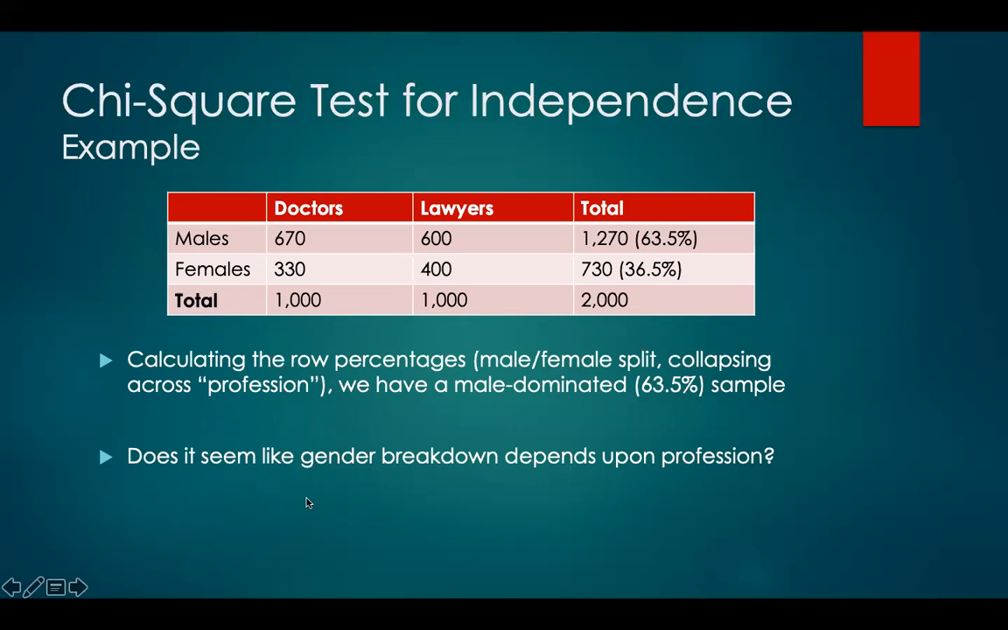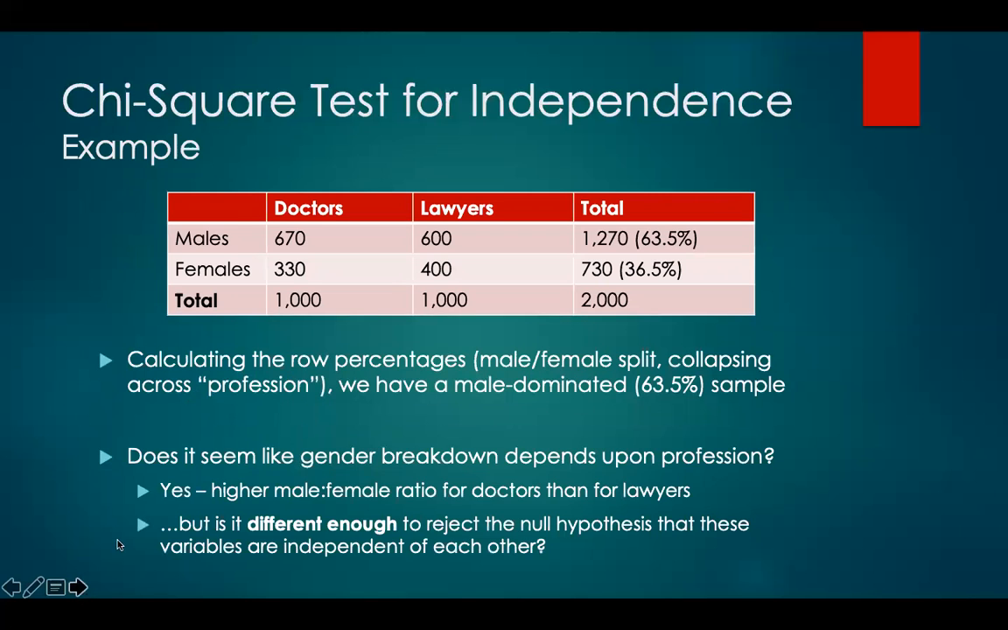So, does it seem like a gender breakdown depends upon profession? Yes. There is a higher male-female ratio for doctors here than for lawyers here. But is it different enough to reject the null hypothesis that these variables are independent of one another?